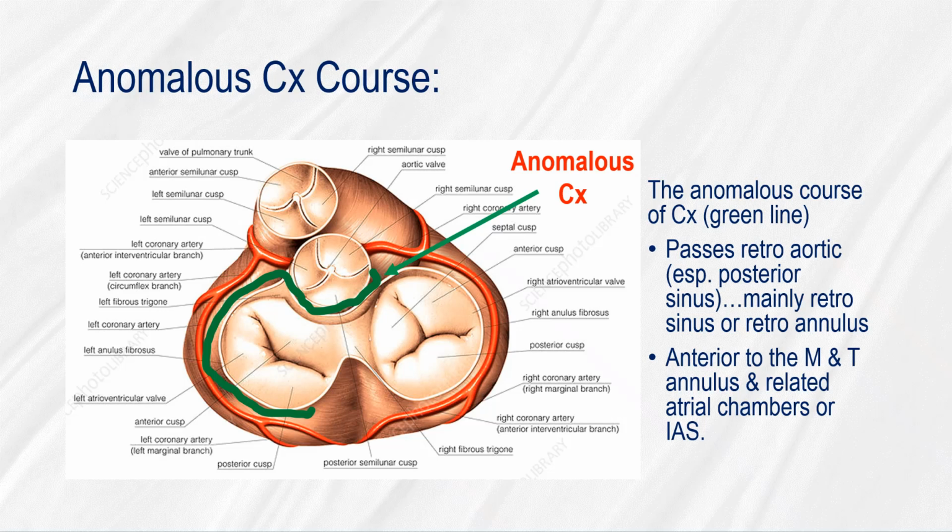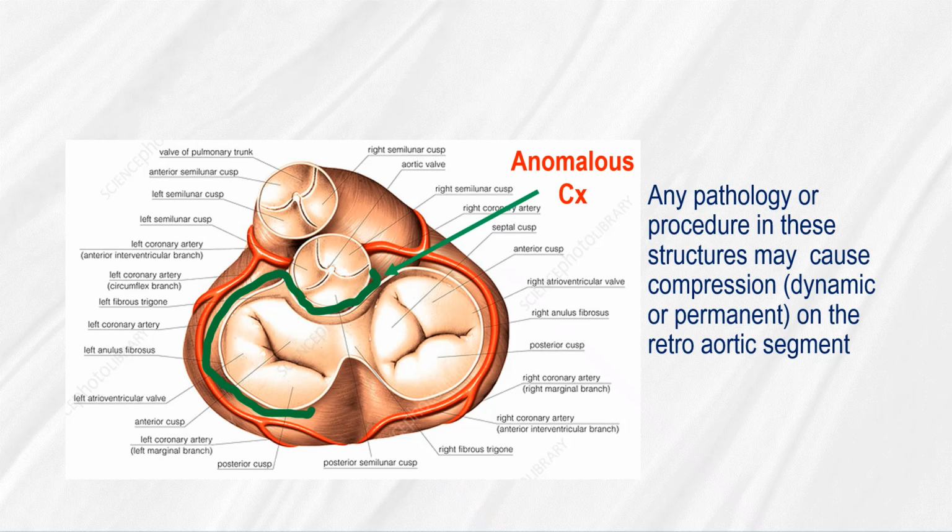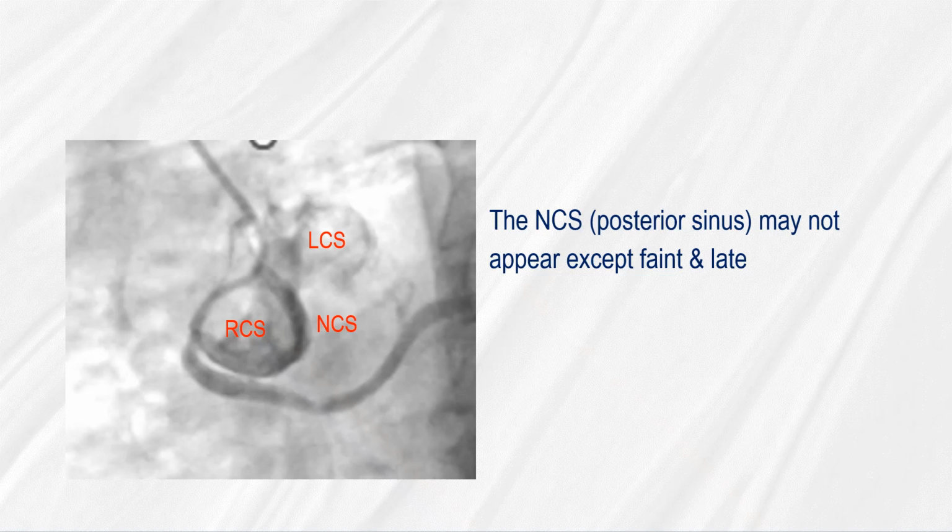Regarding the course, the anomalous CX, green line, passes retroaortic, especially the posterior sinus, mainly retrosinus or retroannulus, anterior to the mitral and tricuspid annulus, and related atrial chambers or interatrial septum. So, any pathology or procedure in these structures may cause compression, dynamic or permanent, on the retroaortic segment. This course can be seen angiographically.